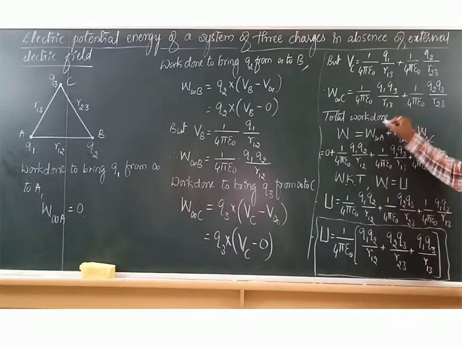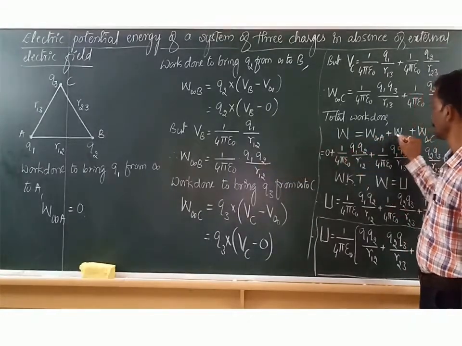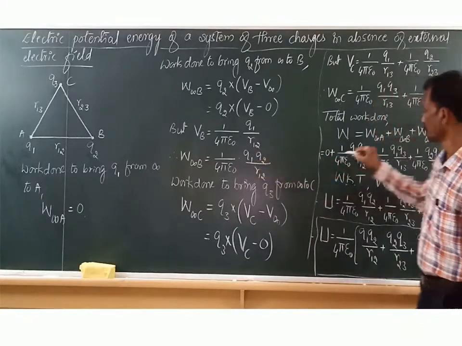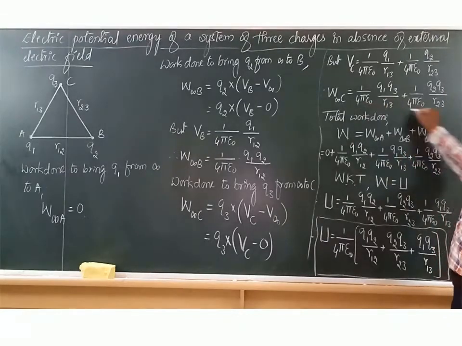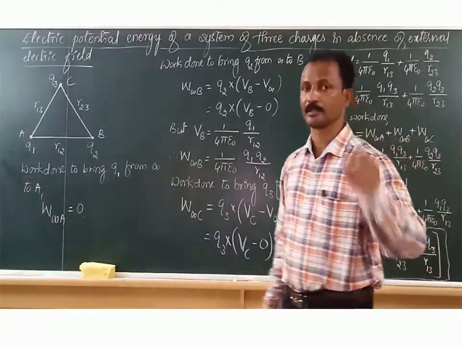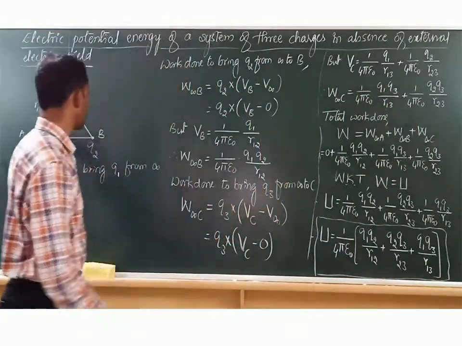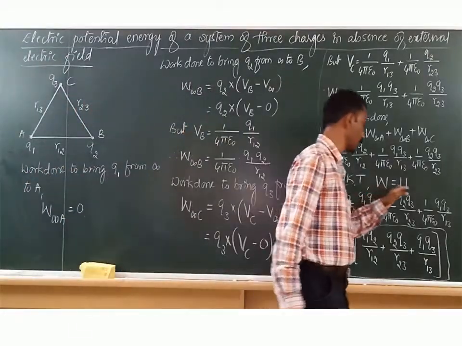Total work done W is equal to W infinity A plus W infinity B plus W infinity C. W infinity A is 0, plus W infinity B is 1 by 4 pi epsilon into Q1 Q2 by R12, plus W infinity C is 1 by 4 pi epsilon into Q1 Q3 by R13 plus 1 by 4 pi epsilon into Q2 Q3 by R23. We know that this total work done in assembling all three charges in their respective positions is stored as electrostatic potential energy, that is W is equal to U.